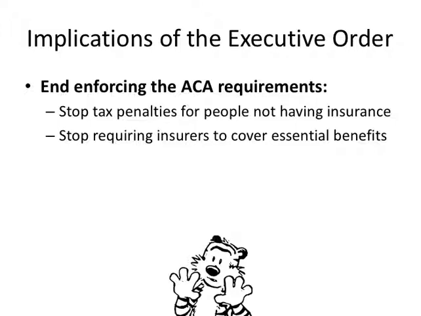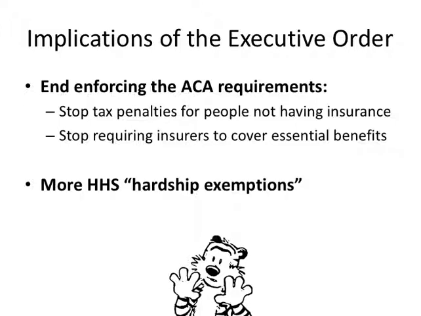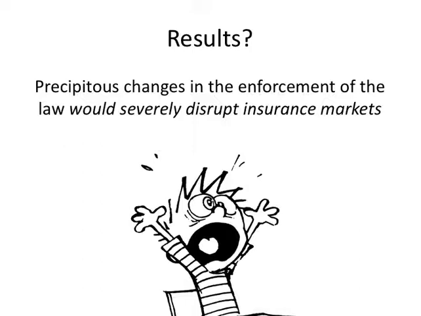access. And finally, the Department of Health and Human Services agency could also liberalize their authority to provide hardship exemptions, basically making the individual mandate meaningless. The result of this is that a precipitous change in the enforcement of the law could severely disrupt insurance markets with political and no less policy and humanitarian consequences.